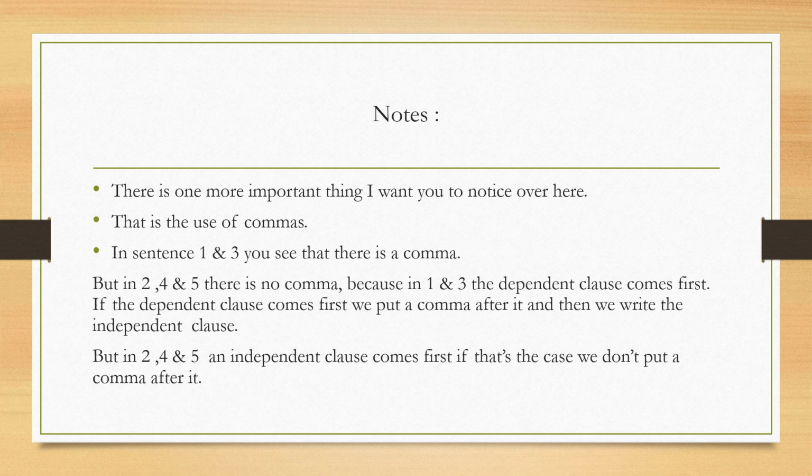If the dependent clause comes first, we put a comma after it, and then we write the independent clause. But in 2, 4, and 5, an independent clause comes first. If that's the case, we don't put a comma after it. You can check the slides previously, so the concept of sentences 1 and 3 and 2, 4, and 5 will be clear.